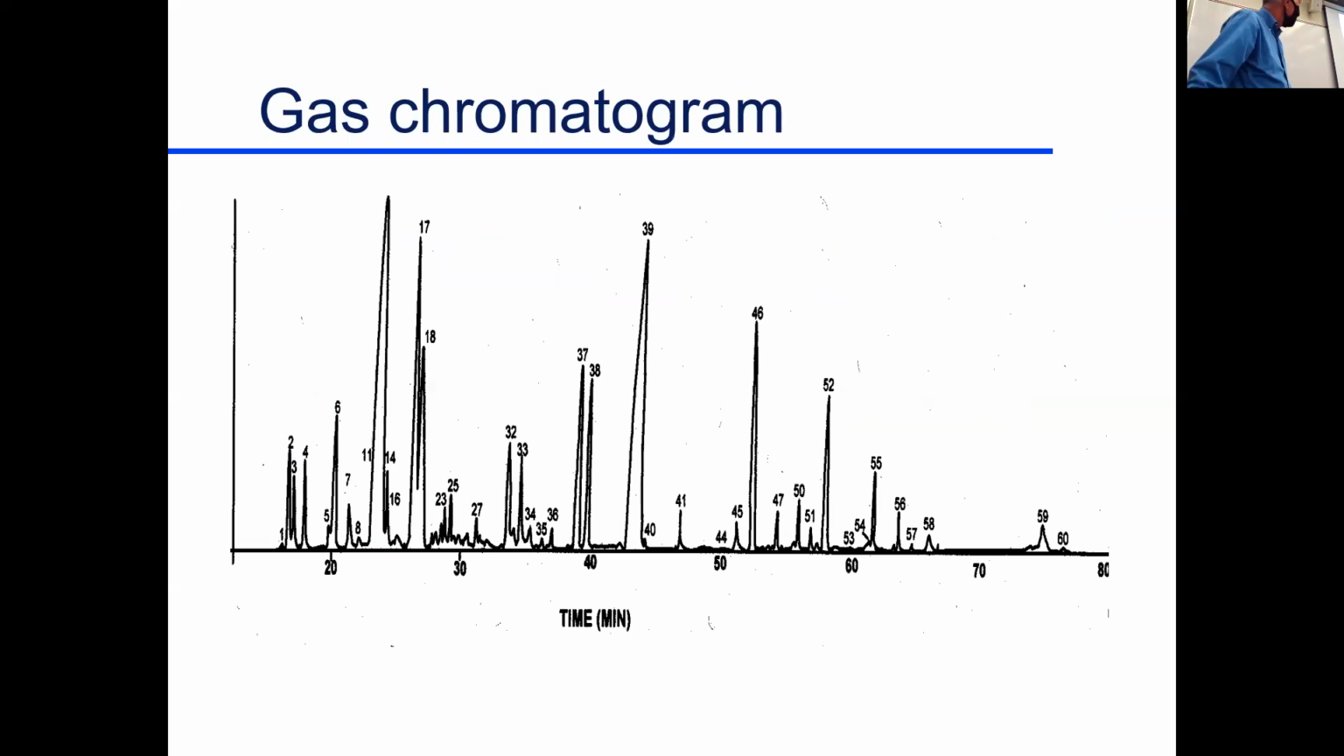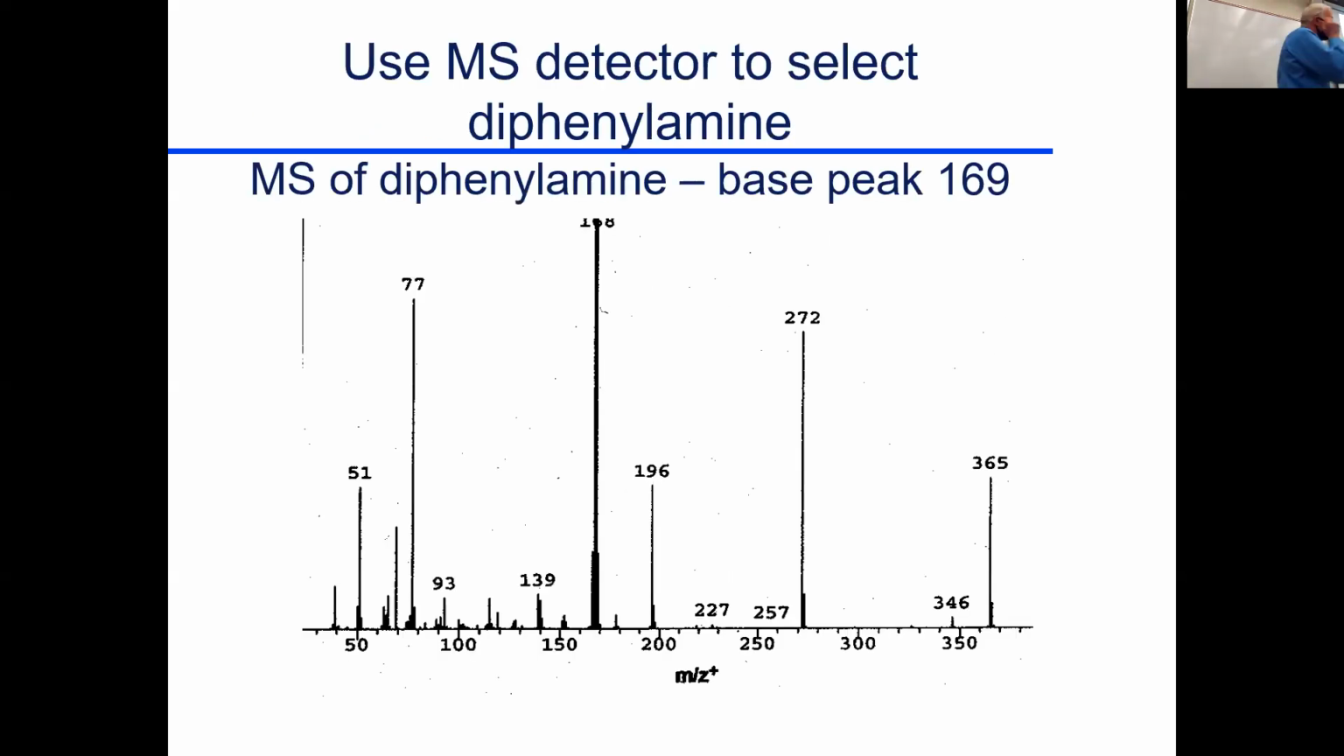This is the gas chromatogram that comes from the surface of your apple. There's not only one compound in there, there are a lot of things on the surface of your apple. Some of them belong and some, well, maybe they don't belong. So you get a gas chromatogram like that and you say, okay, where's my compound? I want diphenylamine. Well, that's where mass spectrometry comes in.